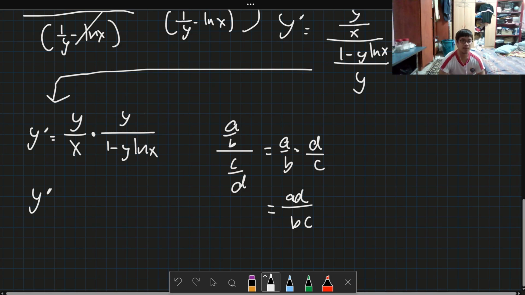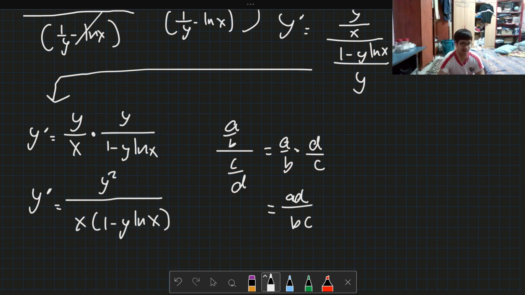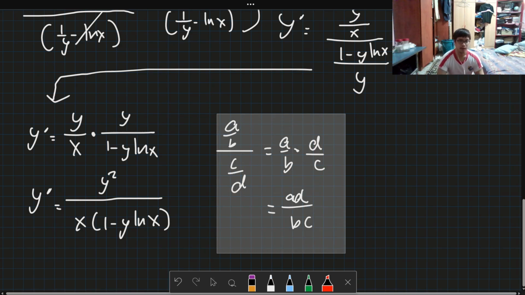So here we will have y prime is equal to, multiply them together, you will get y squared, then x times quantity 1 minus y times ln of x. It's simplified, all right? Is this our final answer? Not yet, because there's one more thing we're going to do. And what would that be?